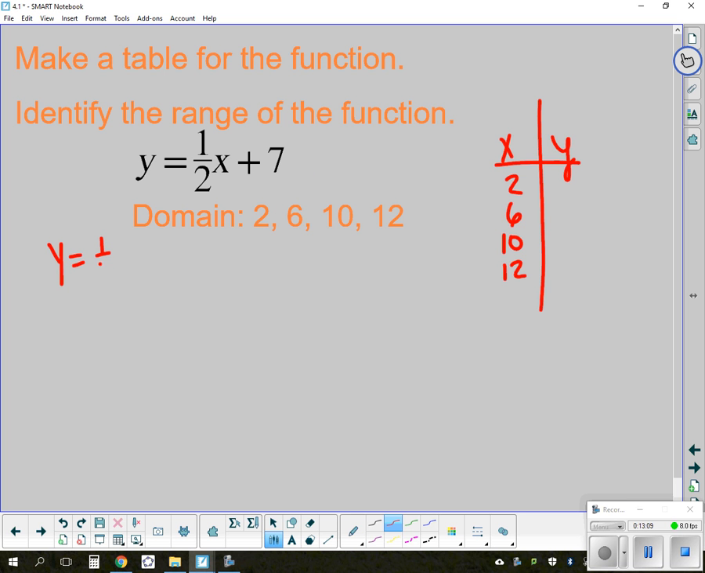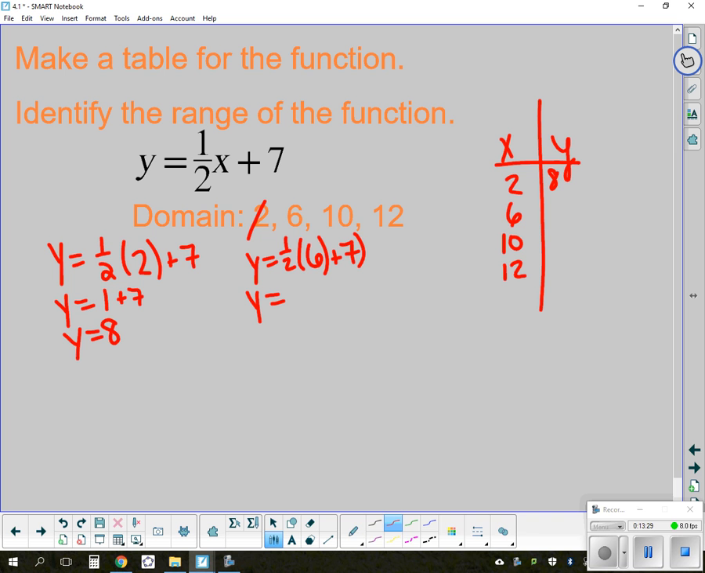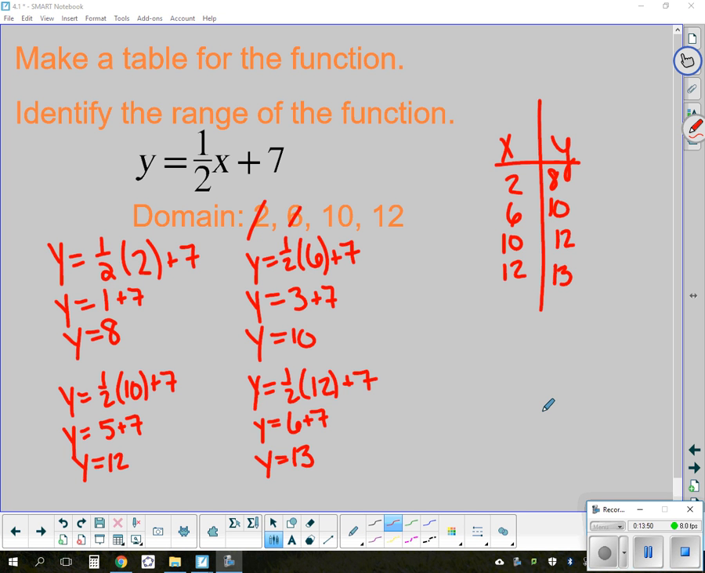So y equals 1/2 times 2 plus 7, which gives you 1/2 times 2. That's 1 plus 7. Y equals 8. For 6, you would have y equals 1/2 times 6 plus 7. 1/2 times 6 is 3. 3 plus 7 is 10. So if x is 6, y is 10. Okay, pause the video. You guys do the 10 and the 12. Okay, check out what you got, check out what I got, see if it's the same thing.